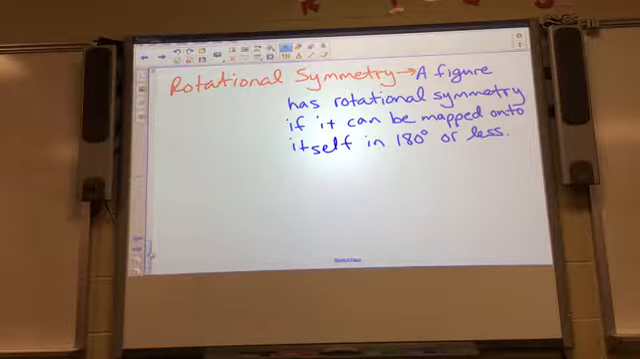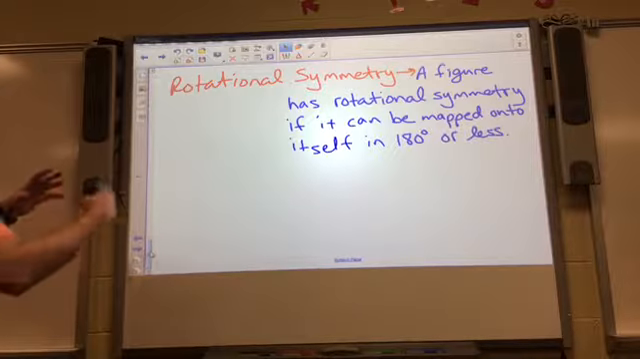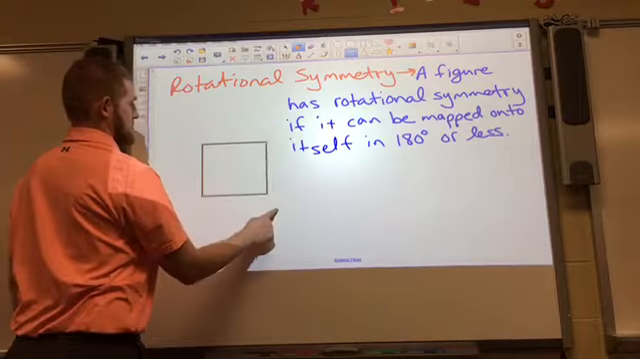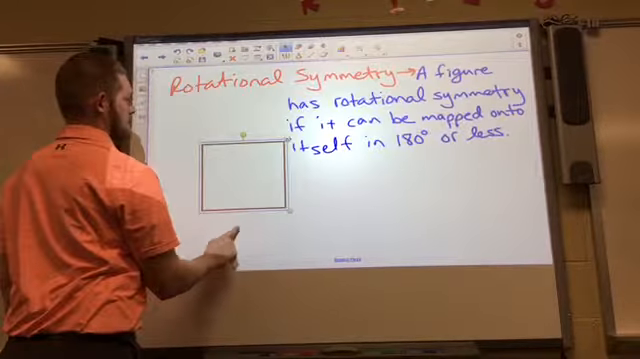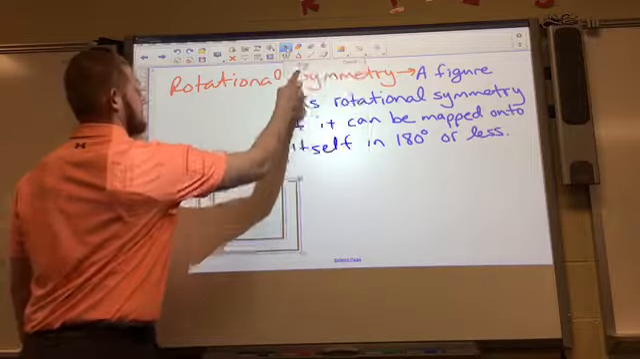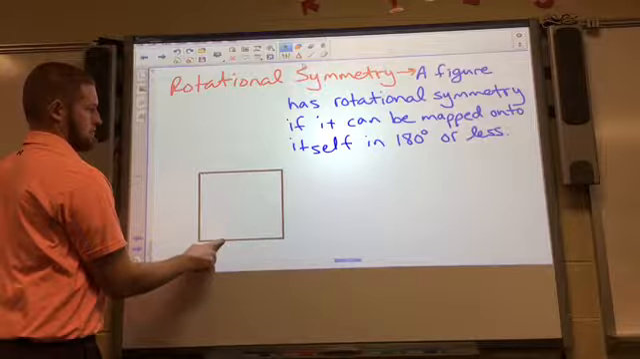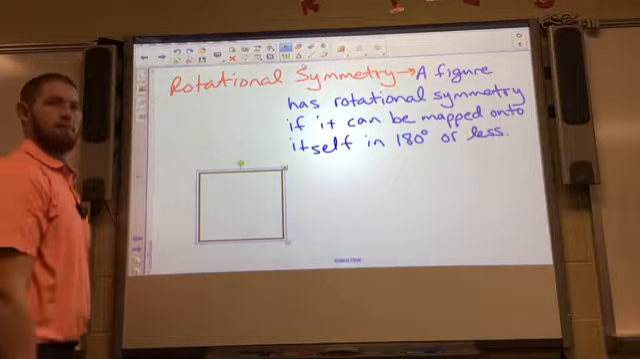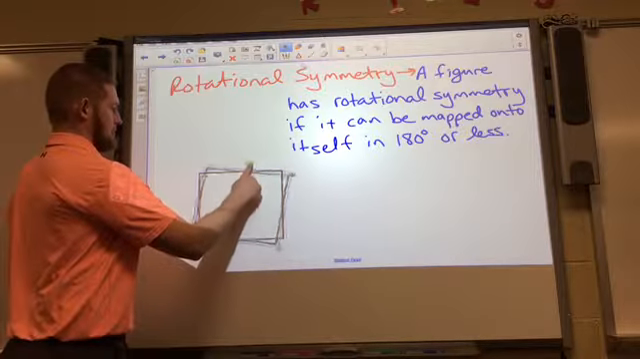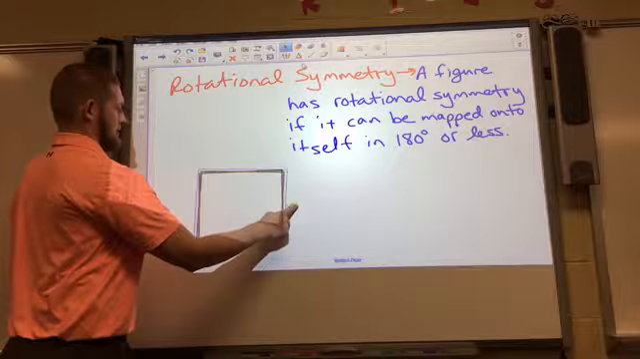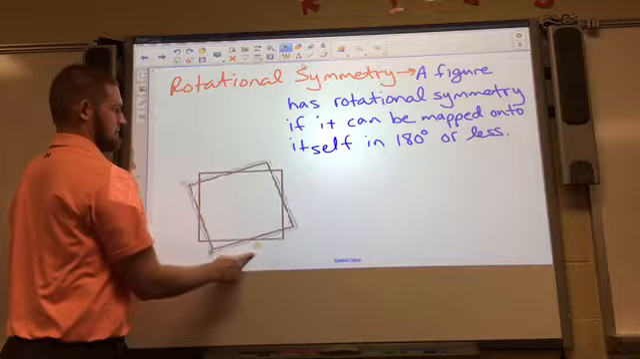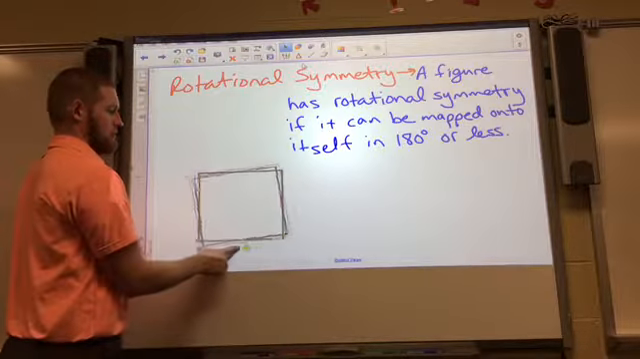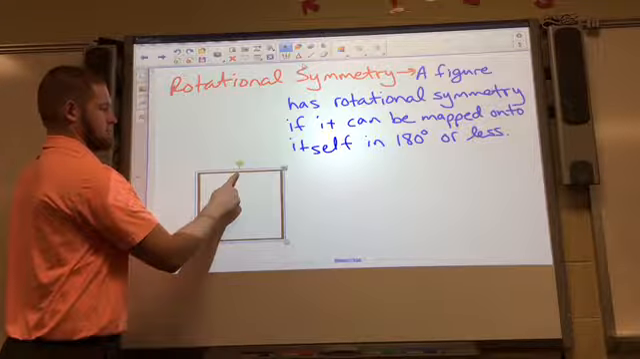Okay, it's going to be hard for me to show you on my board right now because it's kind of messed up. Everything's stretched out. Okay, but let's take a look. I think a square was working earlier. Okay, if I take this square and I start rotating it, is it going to fall back on top of itself in 180 degrees or less? Yeah, it actually did it twice at 180 degrees, right? Once at 90 degrees and once at 180. So does a square have rotational symmetry?